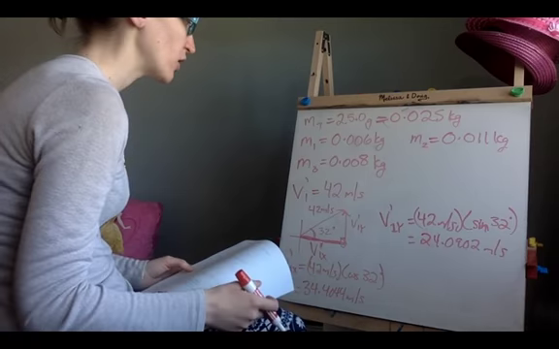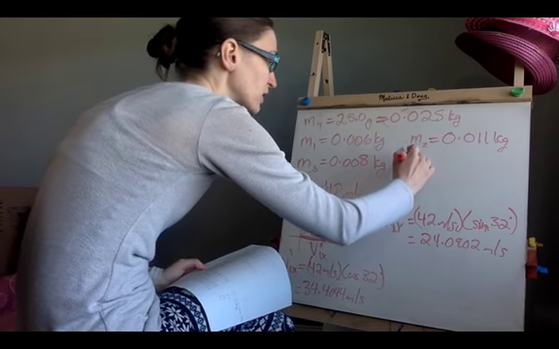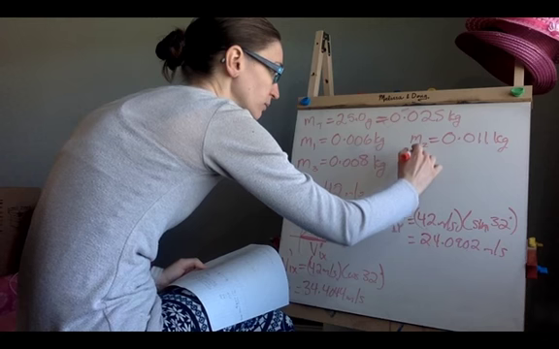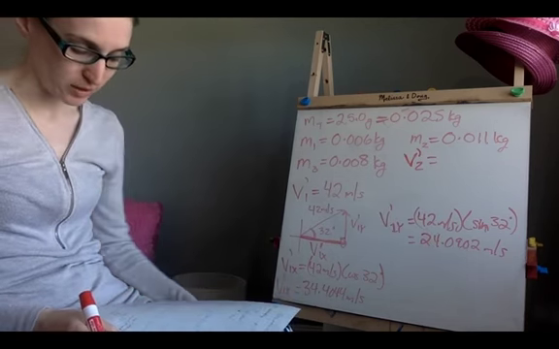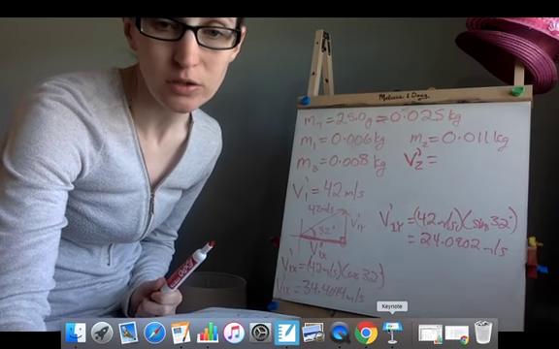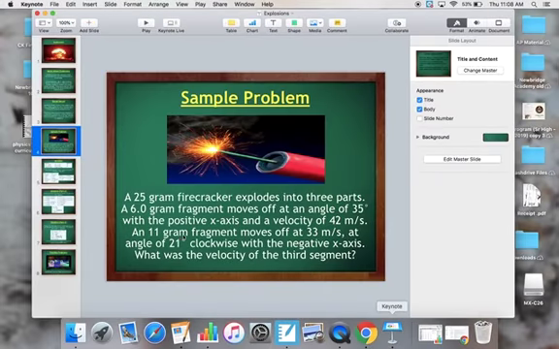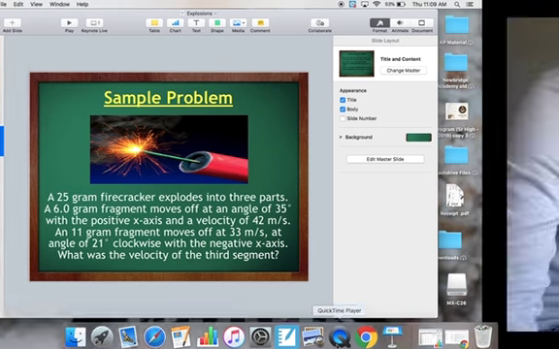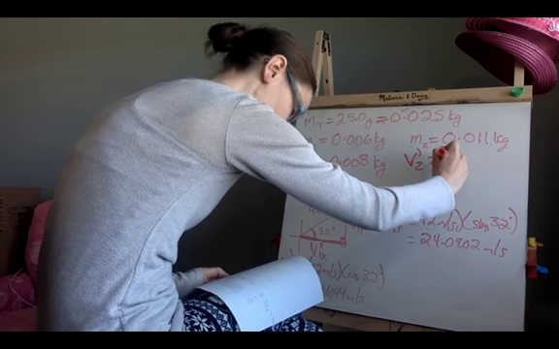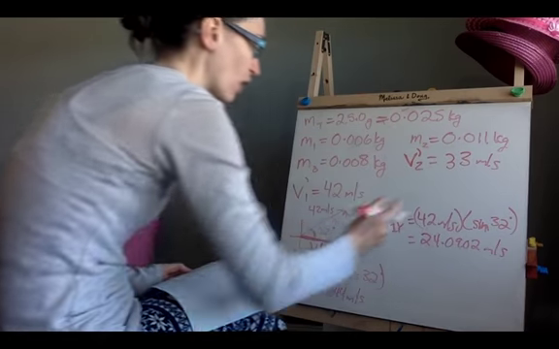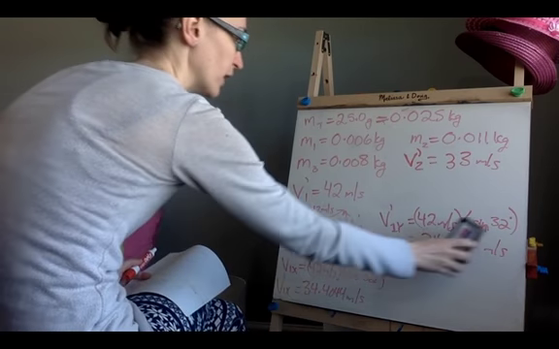Now, another piece of information we have is about the velocity of the second fragment. So that afterwards velocity, we were told, go back to the question, says the 11-gram fragment moves off at 33 meters per second at an angle of 21 degrees clockwise with the negative x-axis. So if we wanted to draw that one out, I'm just going to erase this for now.